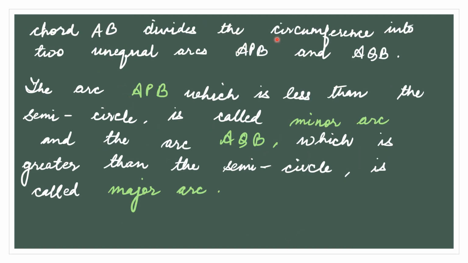Chord AB divides the circumference into two unequal arcs, arc APB and arc AQB. The arc APB, which is less than the semicircle, is called the minor arc. Semicircle means the arc formed when the chord passes through the center, that is the diameter. So if the arc is less than a semicircle, it is called a minor arc, and the arc AQB, which is greater than the semicircle, is called the major arc.